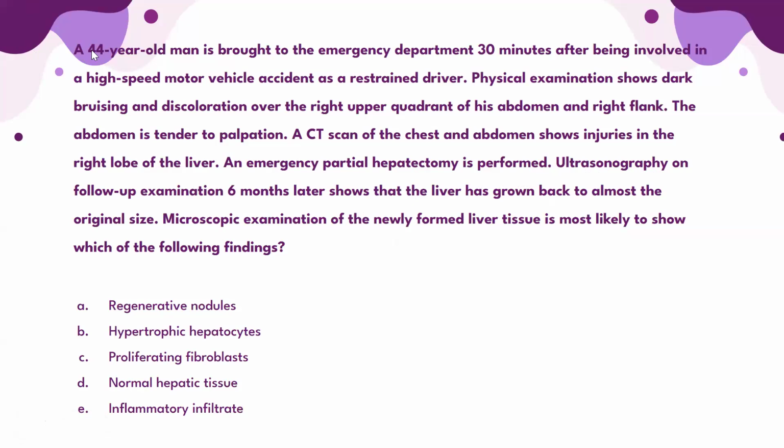Okay, somebody answered in the chat. The answer is D, you're right. Why is there normal hepatic tissue? So the liver, we know, has a regenerative capacity. We know that the liver is able to regenerate. How? We have stable hepatocytes and they're present in G0.